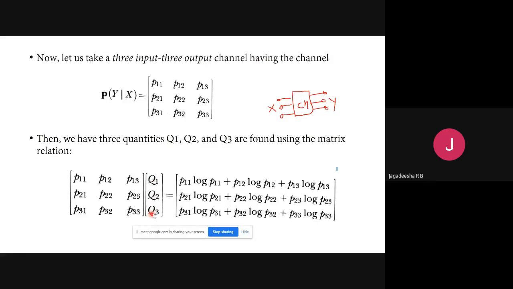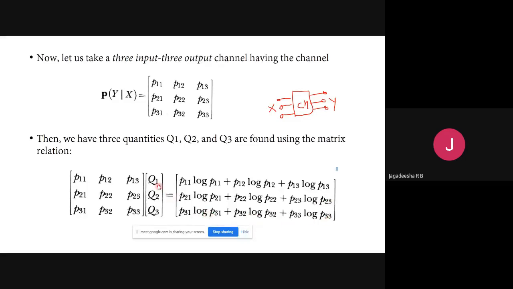Okay. That's equal to P11 log P11 from the first row, P12 log P12, P13 log P13. Here, the first row is represented this way. That's the information, basically. This is the information we get from the first row. I mean, when you send the data here and you collect the output at 3 output points, what's the total information you get here? That's the idea here, what's represented in the first row. In the second row here, P21 log P21, P22 log P22, P23 log P23. Similarly for the third row.